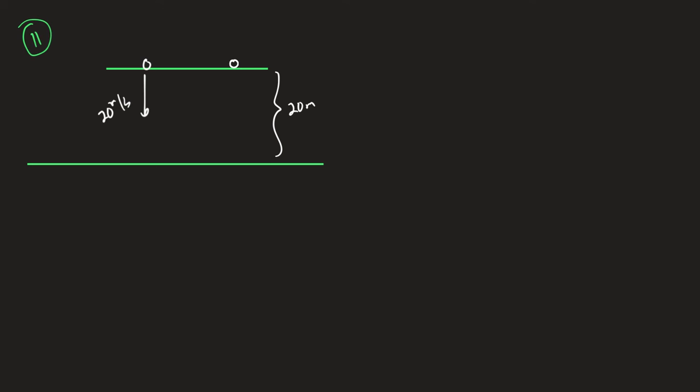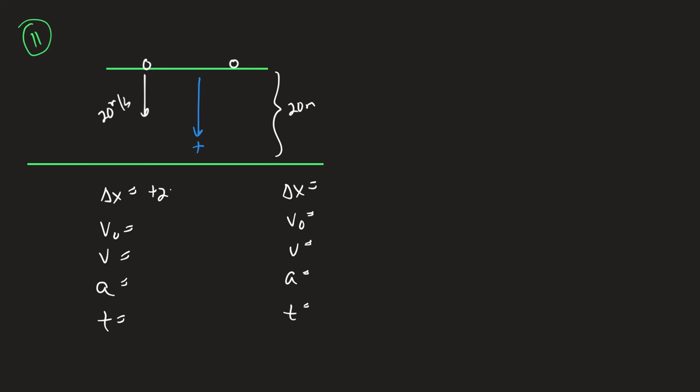So rock number 1: delta x, v naught, v, a, t. Rock number 2: delta x, v naught, v, a, t. And I'm going to make downwards positive. Just easier. So for the rock on the left, it falls a distance of positive 20 meters with an initial velocity of positive 20 meters per second with an acceleration of positive 10 meters per second squared, and I'm looking for the time.